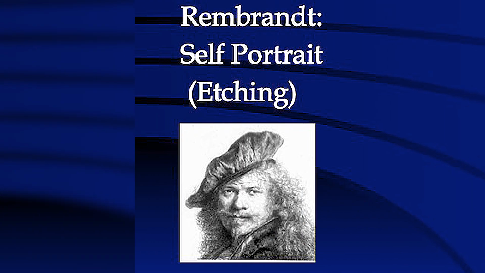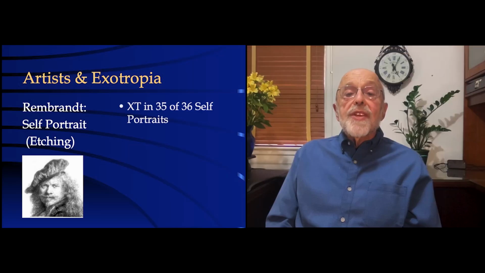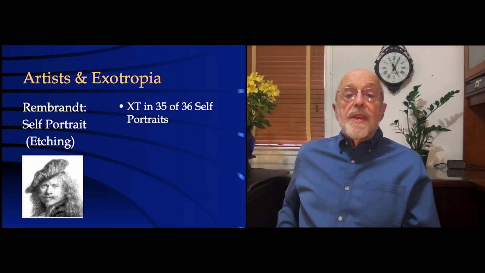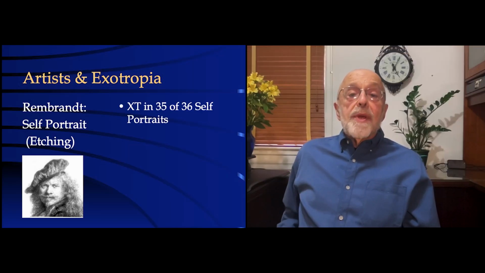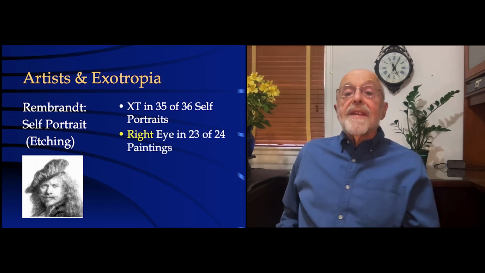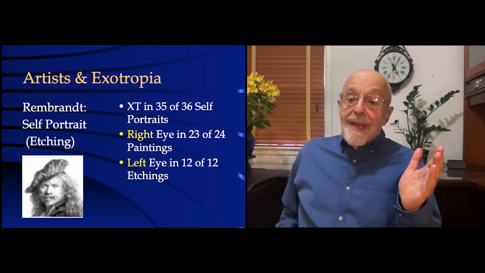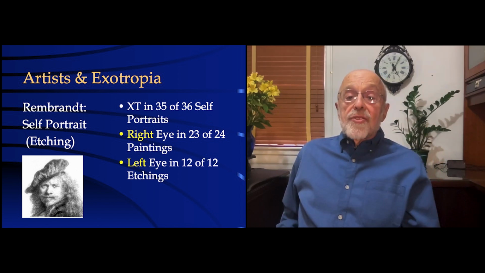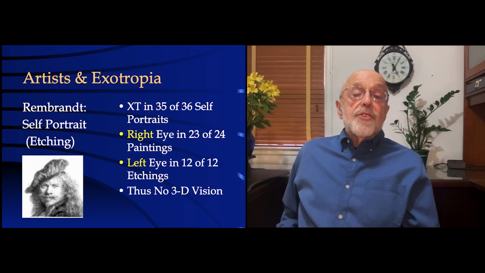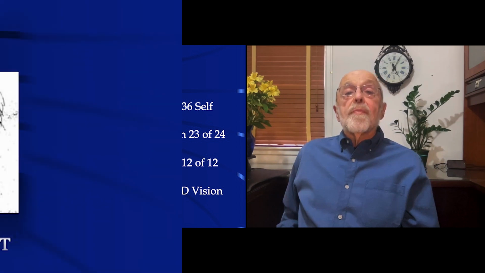Many artists are reported to have an exotropia. On your left is a self-portrait of Rembrandt. It's an etching. And Margaret Livingstone, who looked into this, observed that in 36 self-portraits that Rembrandt did, he was obviously exotropic in 35 of them. Notably, it was the right eye that was deviated in 23 of the 24 paintings, and the left eye in all 12 of his etchings. And thus he had no stereopsis or 3D vision.